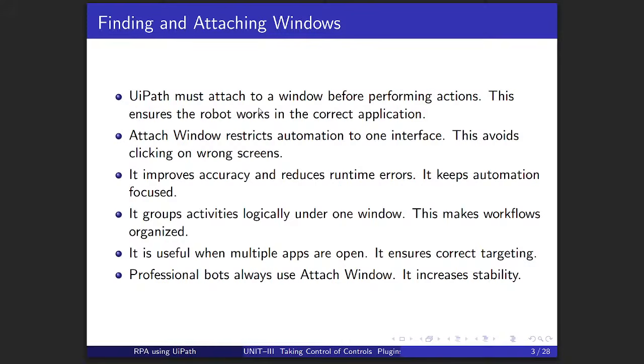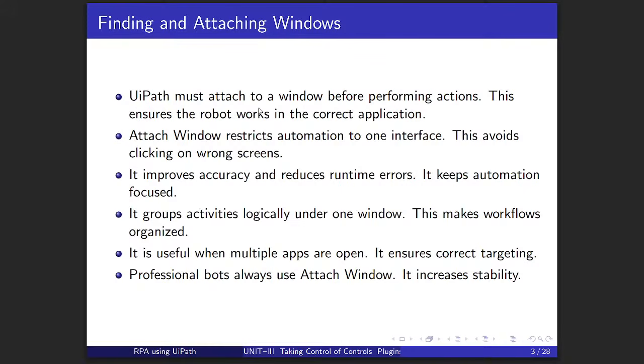If there is any action, for example, I wanted to calculate the average, or I wanted to calculate less than 50%, everything will happen inside that window. This will be done by the robot. But initially we need to say to the robot, okay, this is the window you need to operate. That happens using attach window in UiPath.